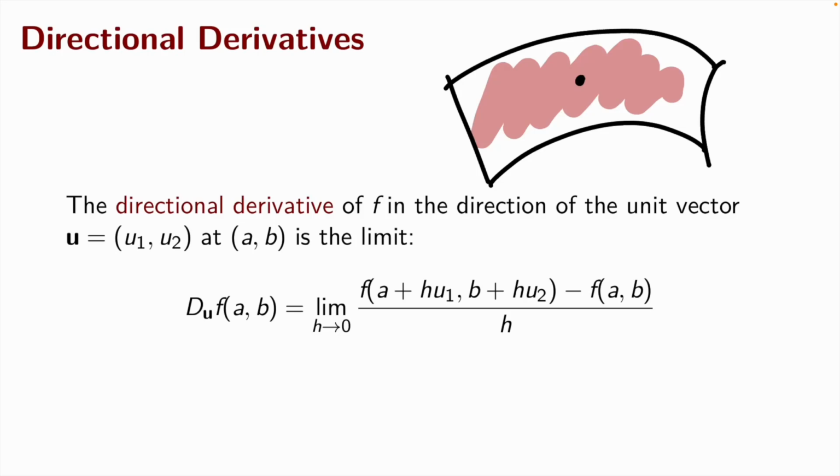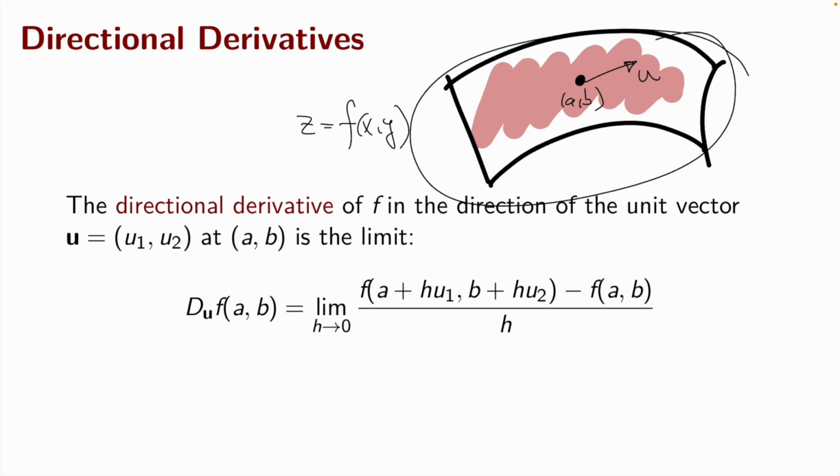The directional derivative of a function f, let's say z equals f of x, y, in the direction of a certain vector u at the particular point (a, b), measures the rate of change of this surface in this direction. So if we get, for instance, that this derivative equals 3, that will mean that in this particular direction, this surface is increasing with a rate of change equal to 3.